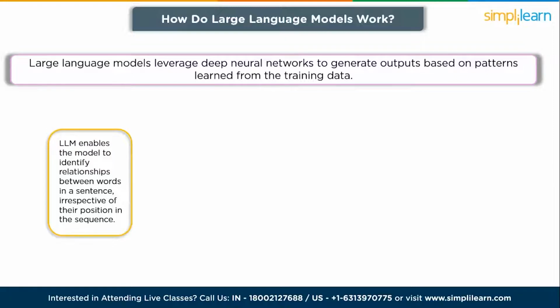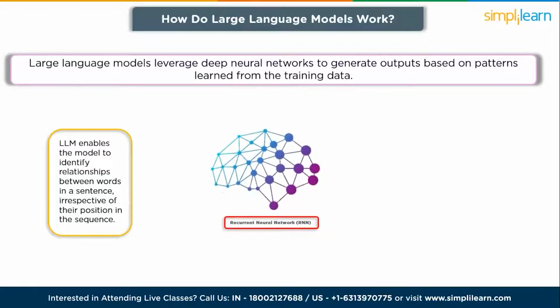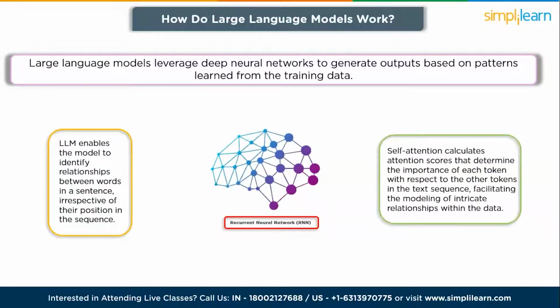In contrast to recurrent neural networks, that is RNNs, that rely on recurrence to capture token relationships, transformer neural networks employ self-attention as their primary mechanism. Self-attention calculates attention scores that determine the importance of each token with respect to other tokens in the text sequence, facilitating the modeling of intricate relationships within the data.